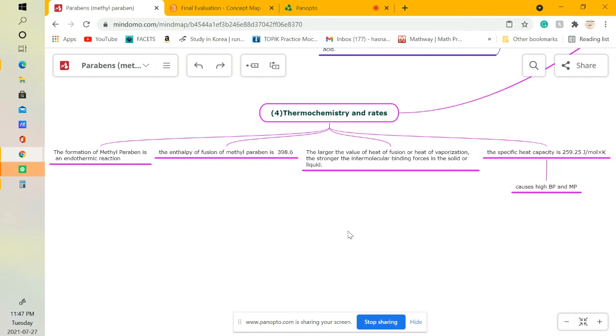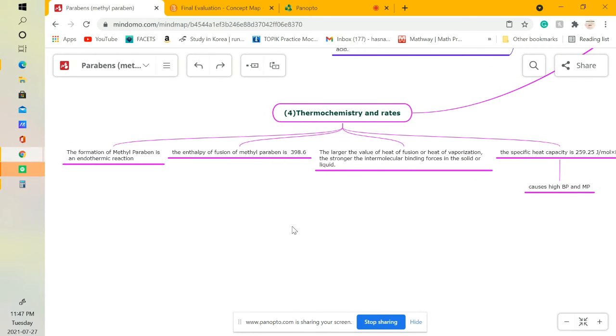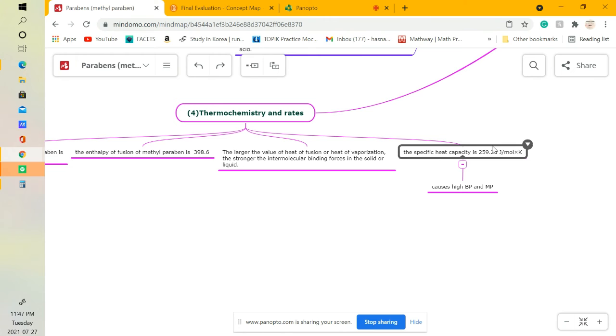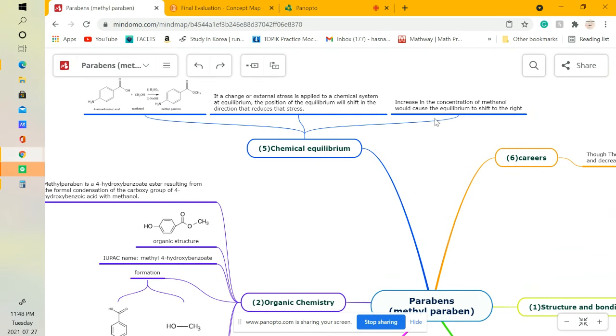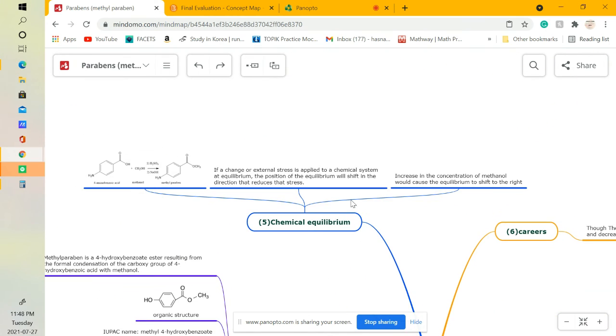Let's move on to the thermochemistry and rates. The formation of methylparaben is an endothermic reaction. The enthalpy of fusion of methylparaben is 396.6, which is very high. The specific heat capacity is also very high, which causes the high boiling point and melting point of the compound. We'll move on to the chemical equilibrium.